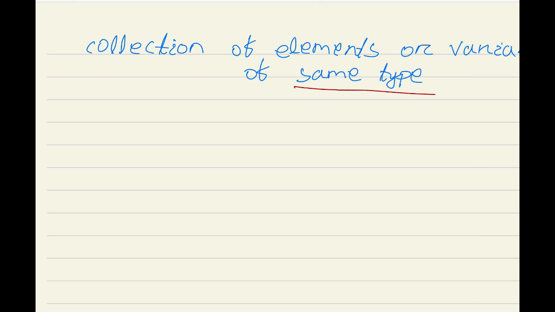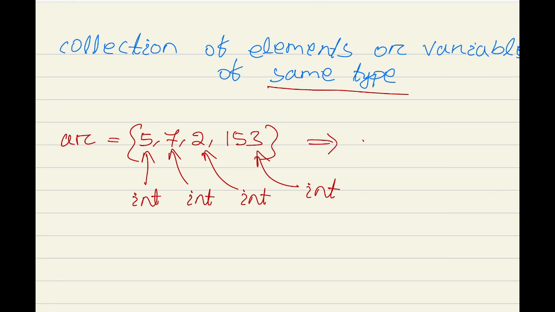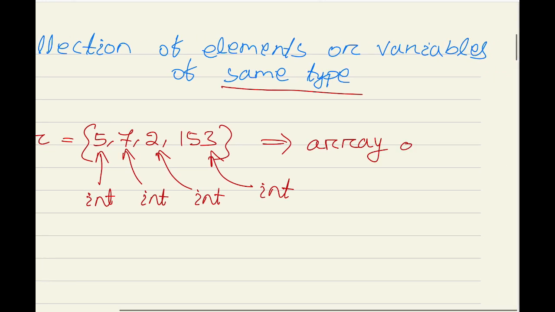Okay, so you can make an array of ints, you can make an array of doubles or any other type, but all the values in an array must have the same type. For example, consider one array AR and the elements of this array are 5, 7, 2, 153. So assume these are the 4 elements in an array AR, and AR is the name of the array or the reference variable. So here you can consider this 5 is int, 7 is also int, 2 is also int, 153 also int, and this is an array of ints, or you can say array of integer variables.